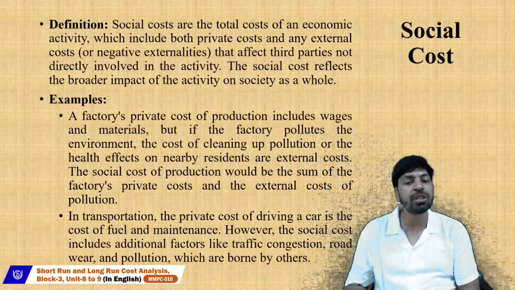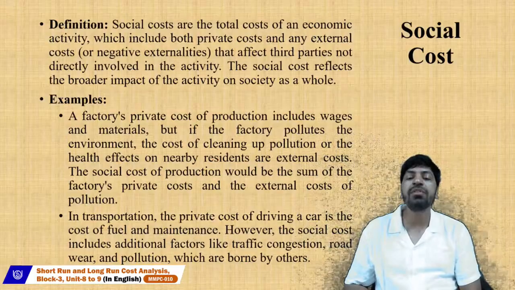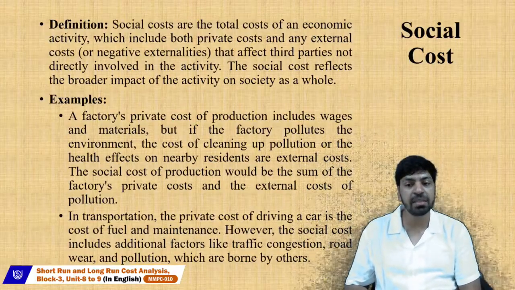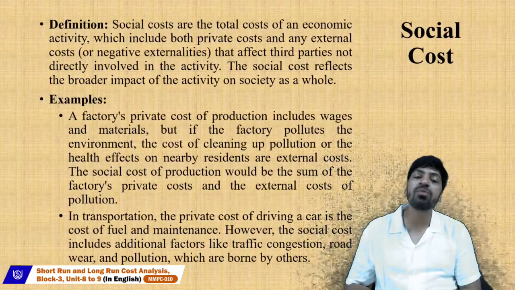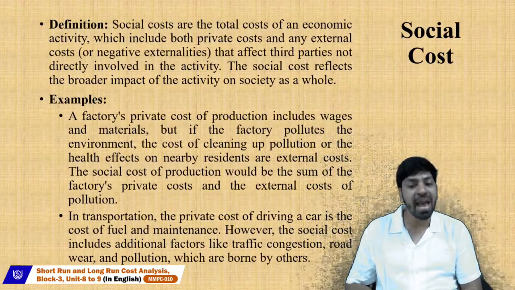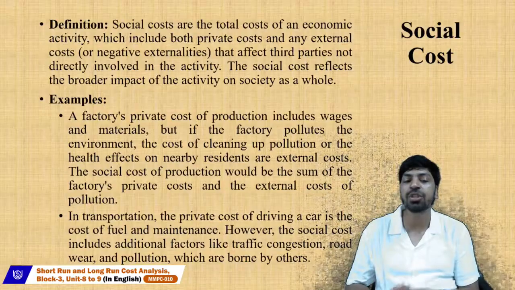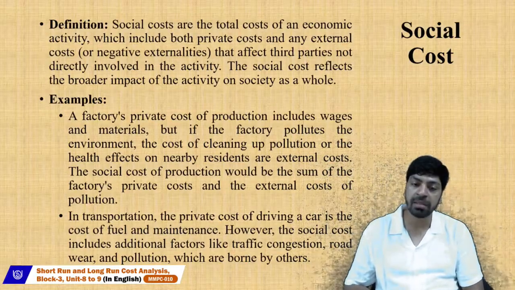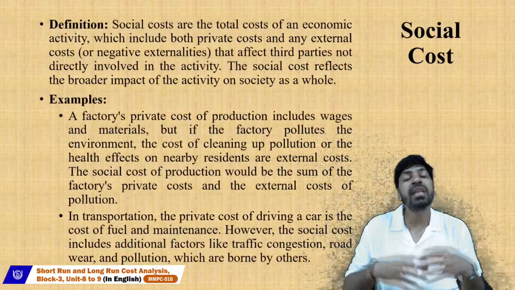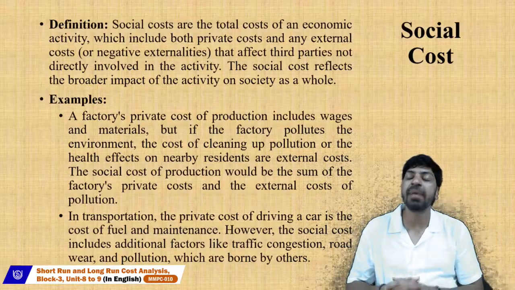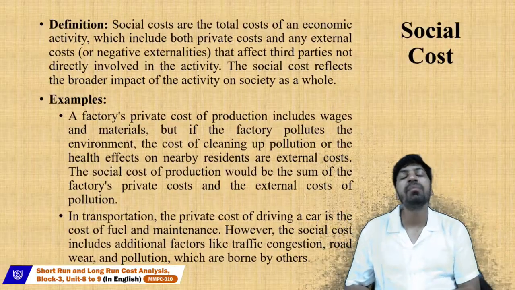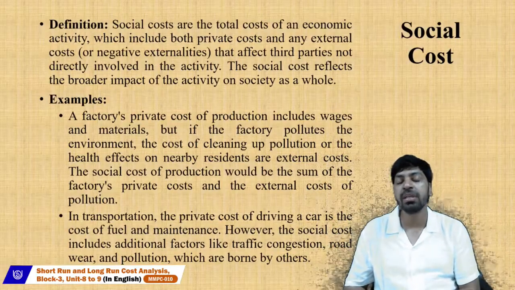In transportation, the private cost of driving a car is the cost of fuel and maintenance. But the social cost also includes additional factors like traffic congestion, road wear, and pollution, which are borne by others. And that's why such external cost, together with the private cost, becomes the social cost.